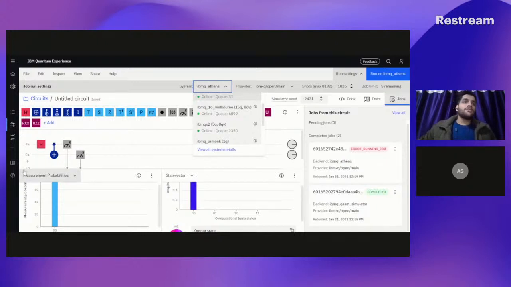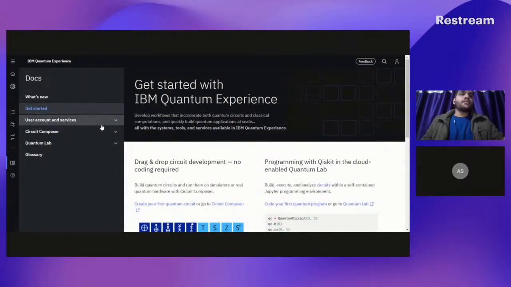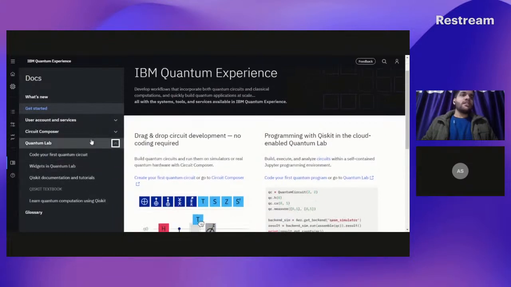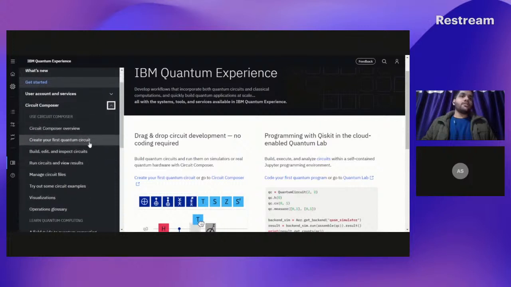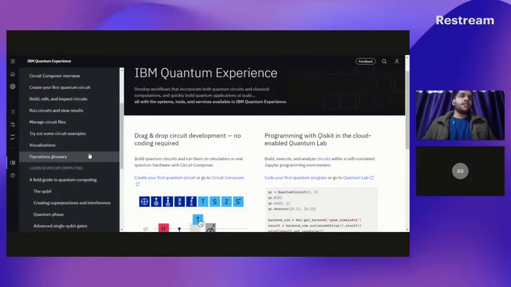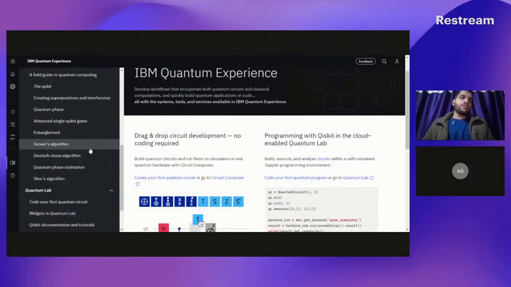Okay, now I'll share some links to you. Here you can see the docs are there, and I'll suggest you all to just go through these docs. Here you can start from the very basics, like the circuit composer, create your first quantum circuit, and many other things. And here you can grasp the basic concepts of quantum computing: the qubit, superpositions, interference, quantum phase, single qubit gates, and the algorithms.